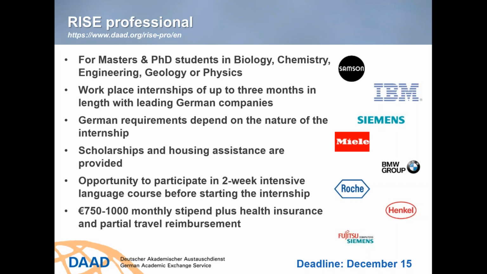The level of support that you would receive would vary depending on whether you're a master's or a doctoral student, but 750 euros a month is the standard support for master's level and 1,000 for doctoral students. It's the same process as works with the RISE Germany, the undergraduate version.